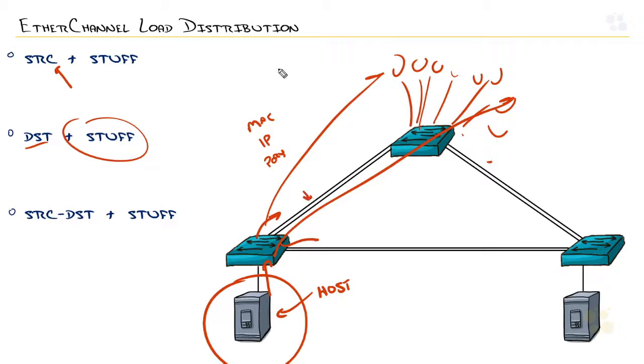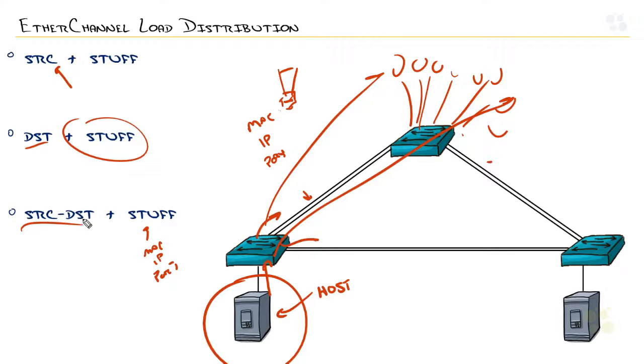So that's the stuff that goes into the blender that figures out what link you end up on, right? So that could be a good option. Or you might use source and destination plus stuff: MAC address, IP address, port number, right? Now, as I say all this, you get to choose one.